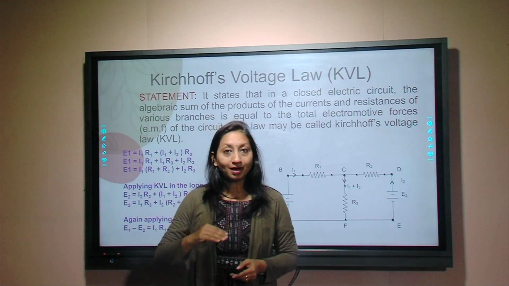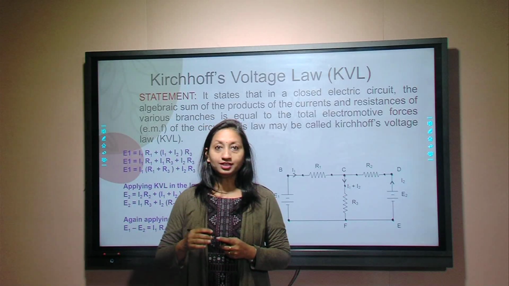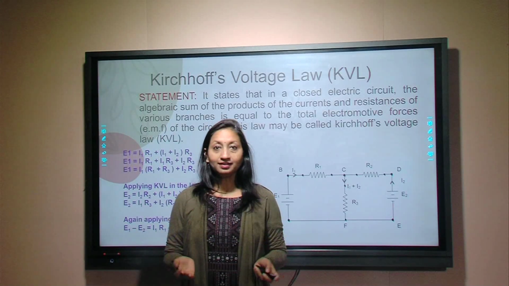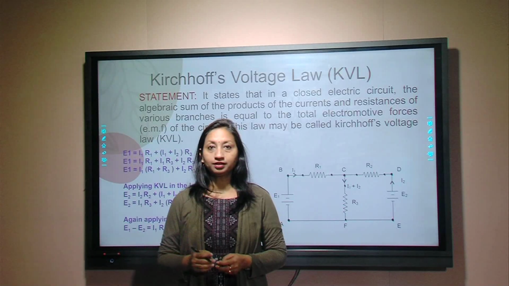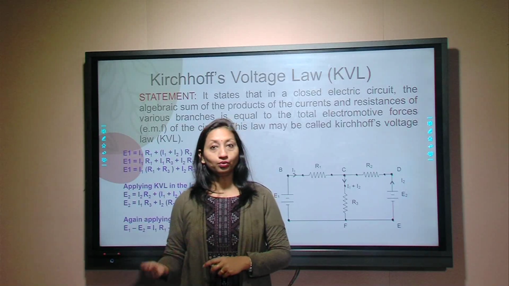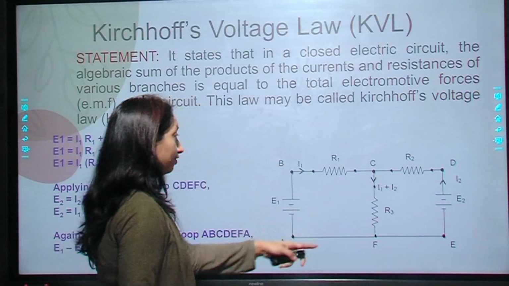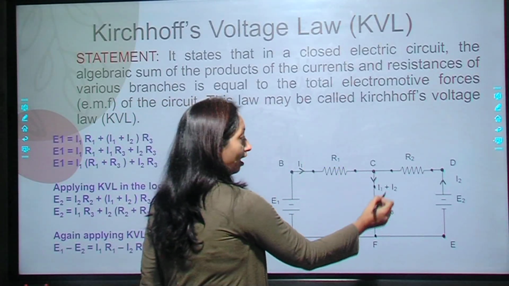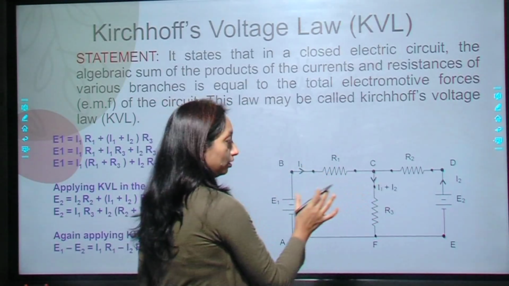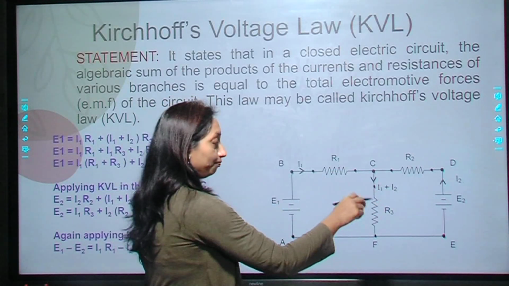When the current passes through a resistor, there is a loss of energy and therefore a voltage drop. In any element, it may be a resistor, the current always flows from the higher potential to the lower potential region. Now let us consider this circuit. In this circuit, three resistors R1, R2 and R3 are connected, and two voltage sources, two EMFs, electromotive force, that is E1 and E2, are connected.